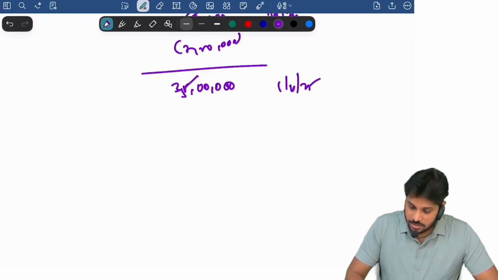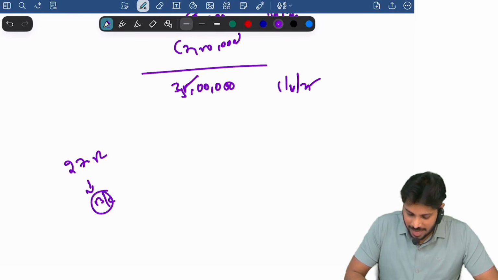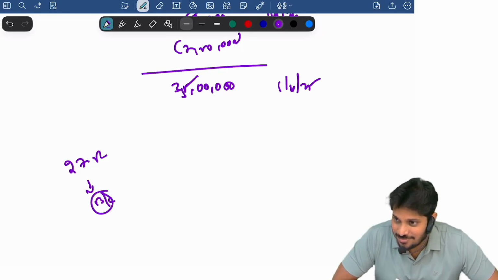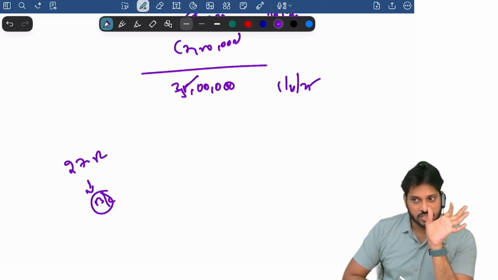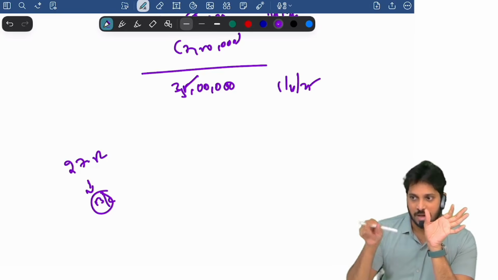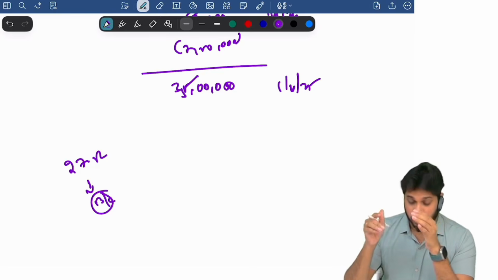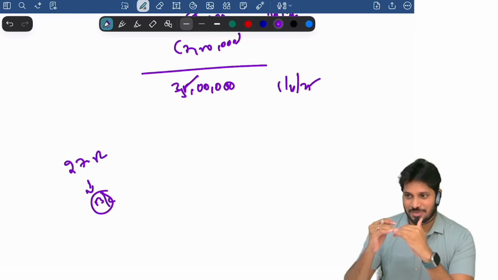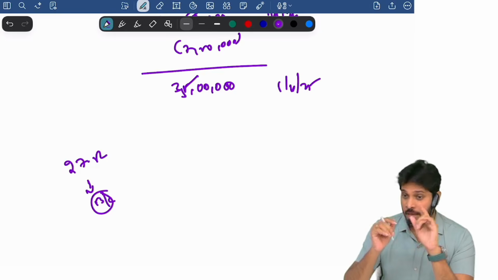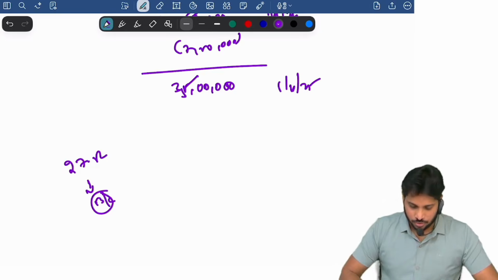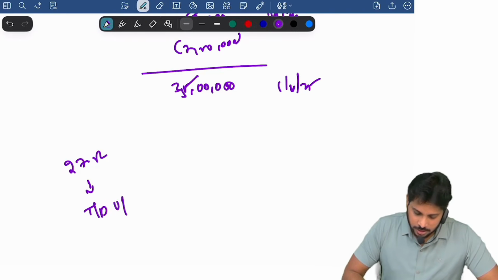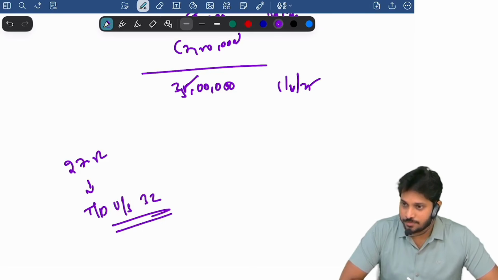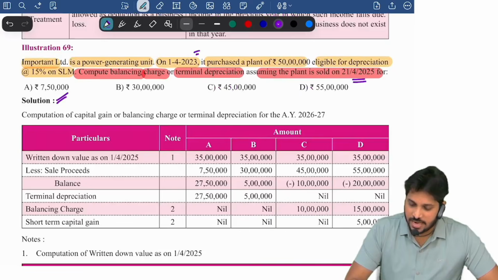Yes or no? 7.5 lakh. Then 27.5 lakh will be called balancing charge. If the written down value of a machine which is on SLM basis is sold for a lesser price, the balance amount is treated as terminal depreciation. Balancing charge means income, so actually this is terminal depreciation. It is called terminal depreciation under section 32. How much is that? 27.5 lakh. Correct?